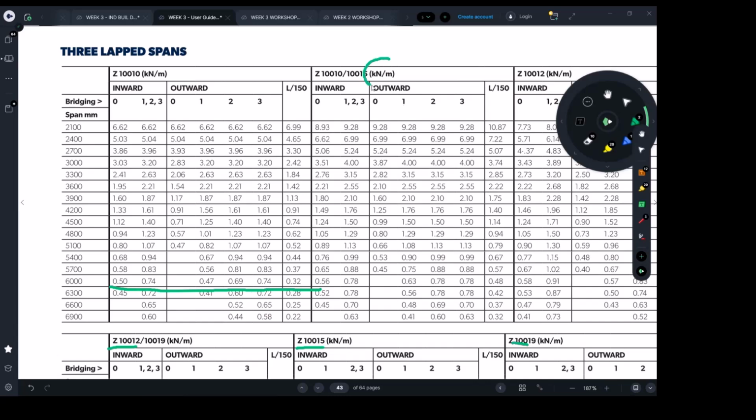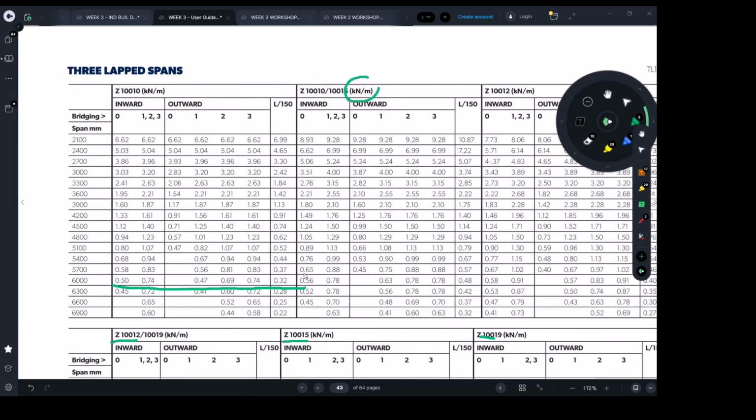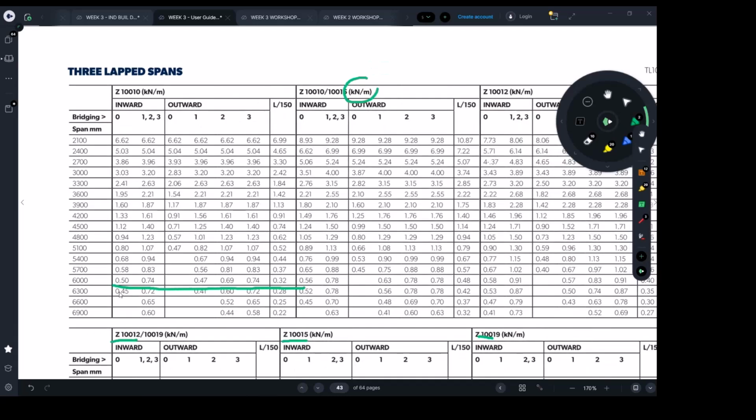So the pressure is going to be given to you in kilonewtons per meter. Does it actually work here? No, it's not. If I'm telling you it's a 3, it definitely does not work. 6 meters is a lot, and it can only take the worst case scenario here between inwards and outwards.